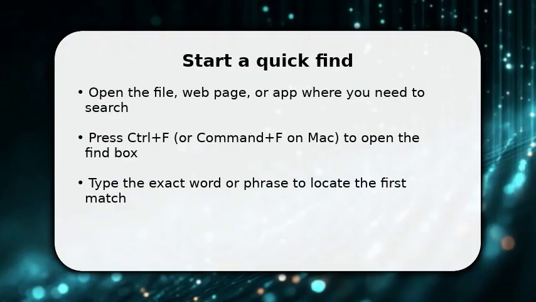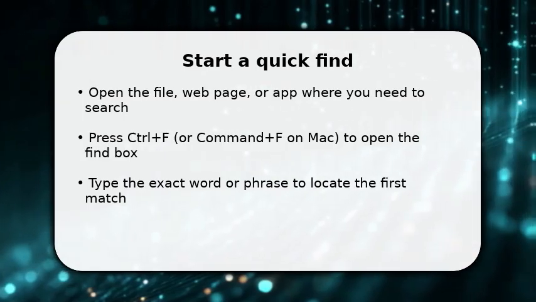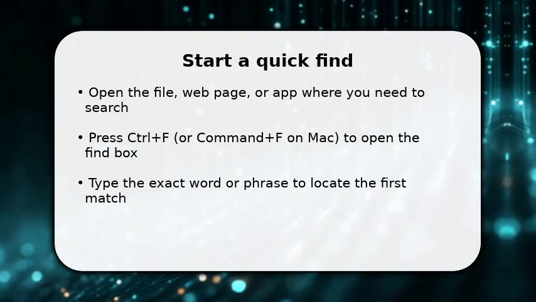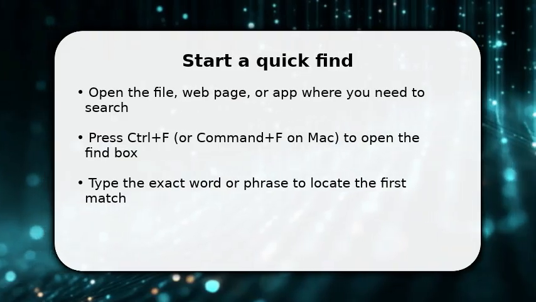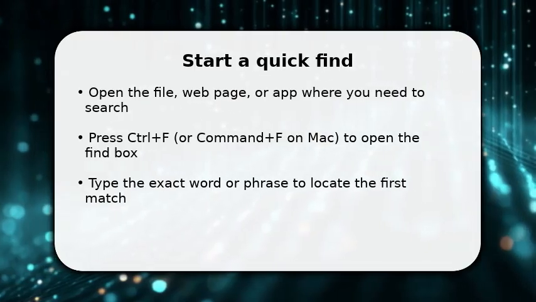You begin by placing focus where the text lives, then press Ctrl plus F to open the Find box. Type the word or phrase you want. You should see the first hit highlighted immediately. Once done, use Enter to jump forward through matches and Shift plus Enter to go back.